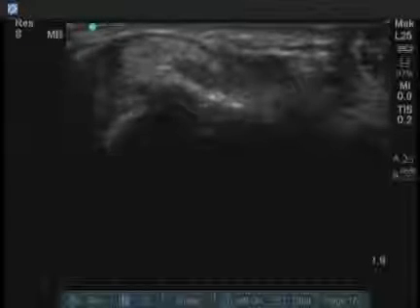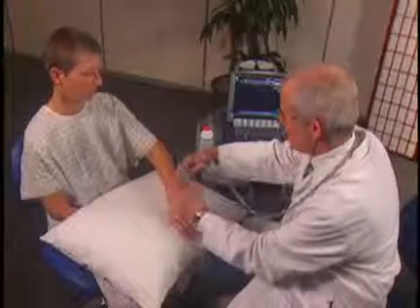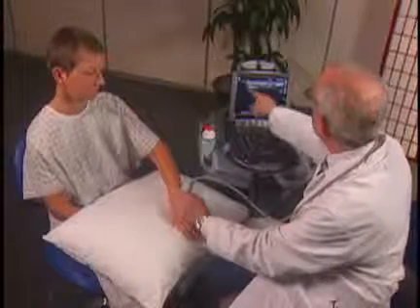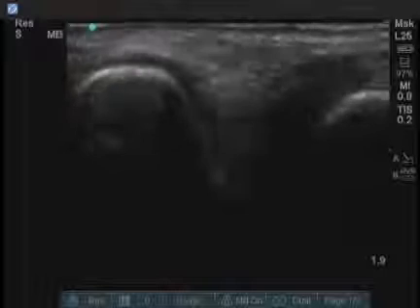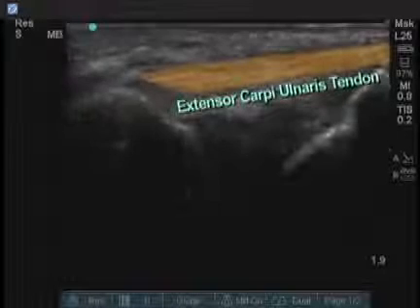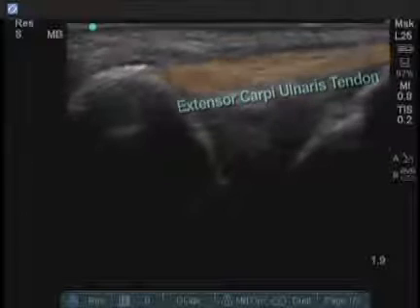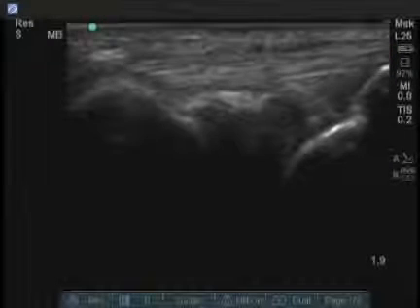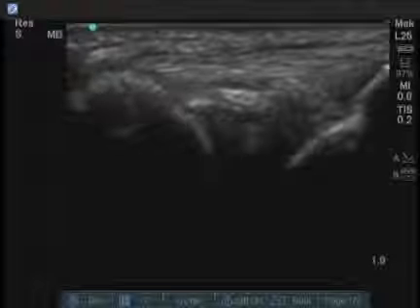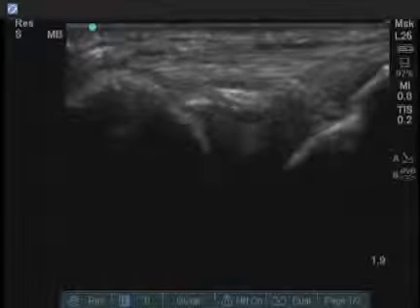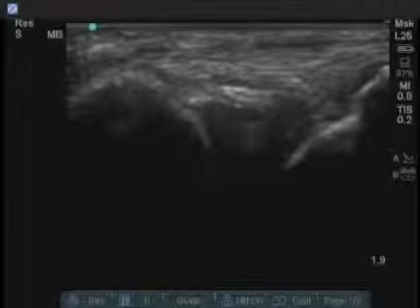fibrillar nature within it. If we look longitudinally, keeping this dot proximal, and find that extensor carpi ulnaris tendon, you can see these parallel lines which are going from left to right. There are areas that are hyperechoic alternating with hypoechoic. This is a normal appearance of the tendon.